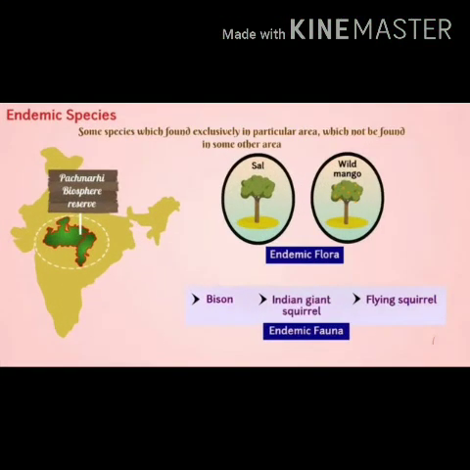Students, there are some species which are found exclusively in a particular area and not found naturally anywhere else. Such species are said to be endemic to that area. For example, the plants such as sal and wild mango are found naturally only in Pachmarhi Biosphere Reserve. So we can say these sal and wild mango are endemic flora of Pachmarhi Biosphere Reserve. And similarly, giant squirrel, flying squirrel, bison are the endemic fauna of Pachmarhi Biosphere Reserve.